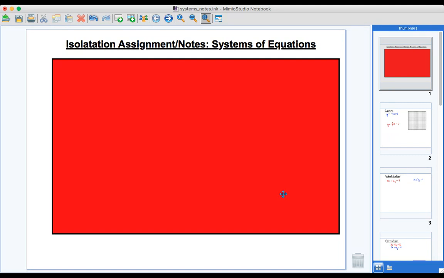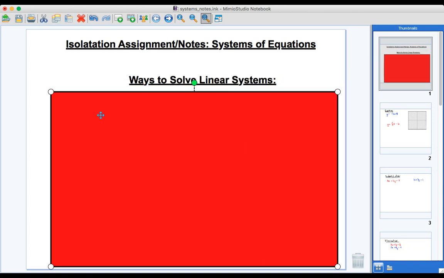The assignment you're going to have for the next couple of days deals with systems of equations, which should be review. We're talking about linear equations here, things that are going to be in the form of y equals mx plus b. And we're going to talk about the ways we have to solve these. There's three ways. Think about it for a second. Can you come up with those three ways that we've solved linear systems in the past?